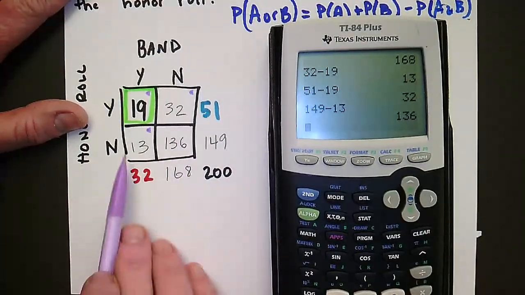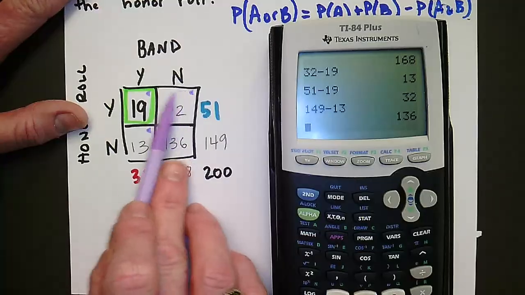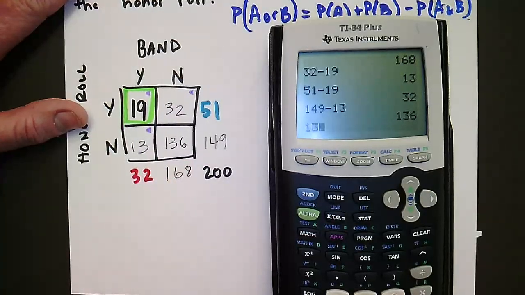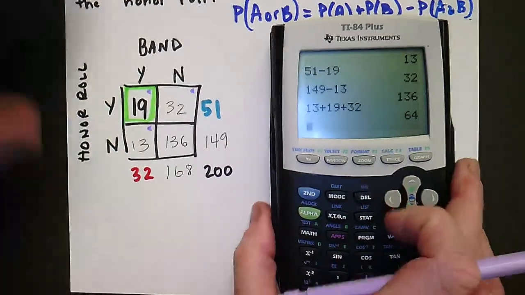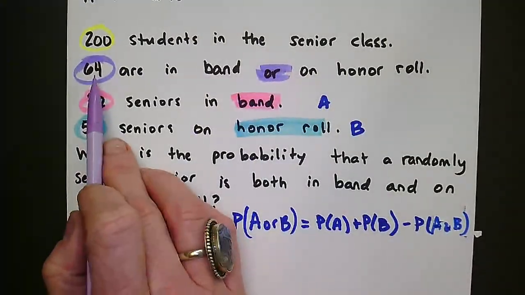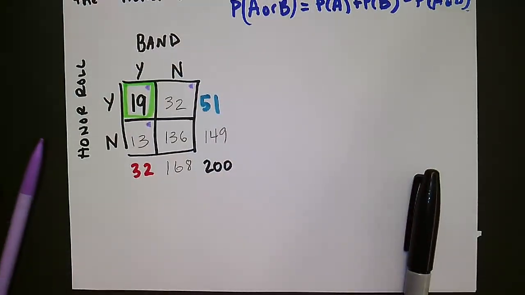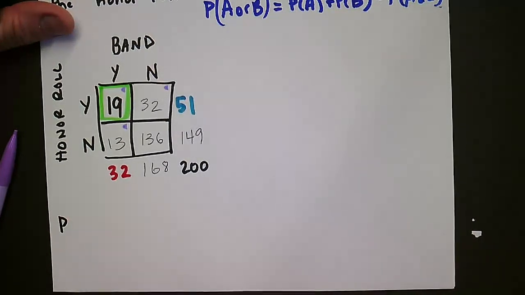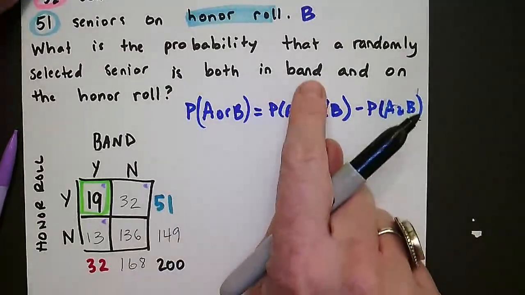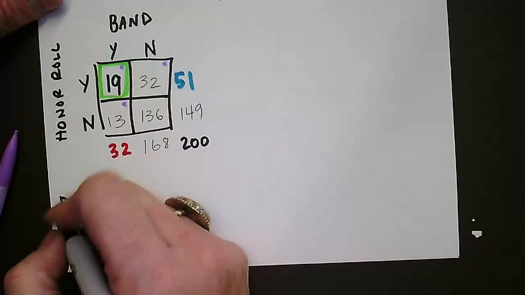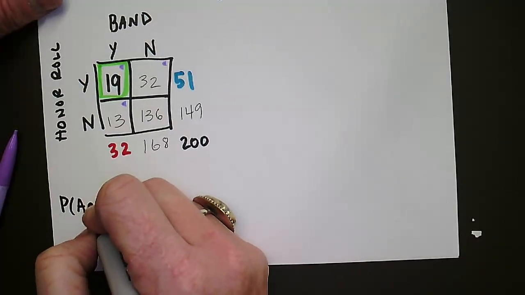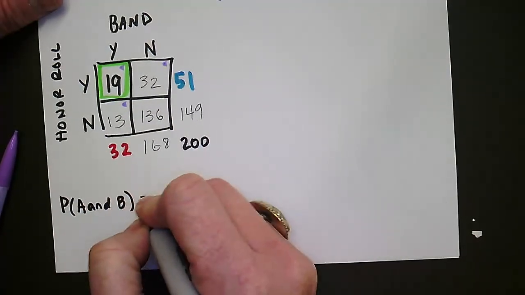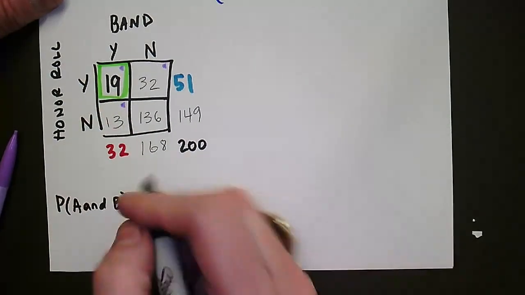That should add down 8. Yep, that works. And then these three numbers, the ones I put the little blue dot in earlier, 13 plus 19 plus 32. Look, that gives me 64. And that was the number that was in band or on the honor roll. So I know I got this thing set up correctly. So let's see, I can do the probability of, what do I want, A and B? Yeah, that was the question, band and honor roll. A and B. Well, that's going to be 19 out of 200.